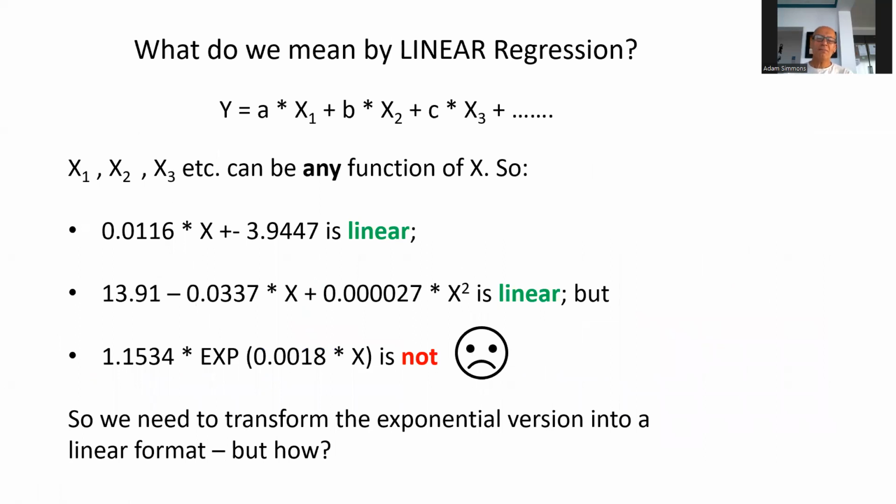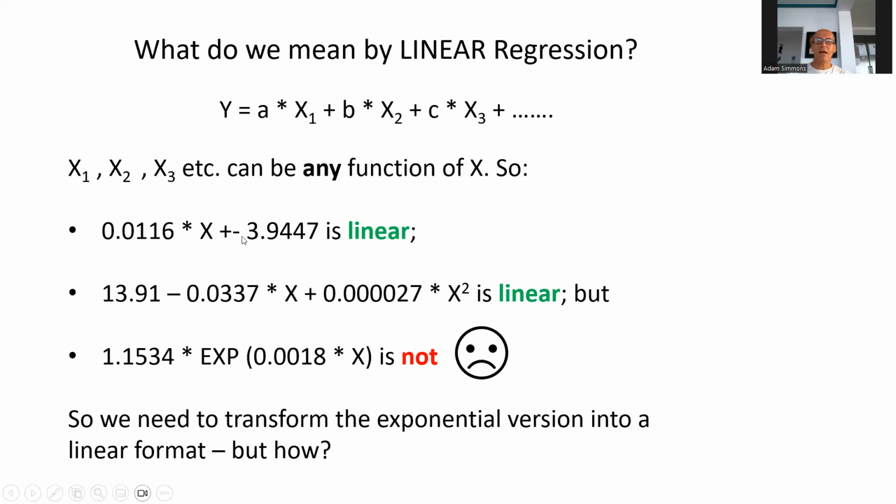So what do we actually mean by linear regression? Well, a linear function is just y equals something times x1 plus something else times x2 and so on. But with regression, the independent variables can be any function of x. It doesn't have to be a very standard linear equation. Let me explain. So the first one, the actual linear equation, is unsurprisingly linear. Who'd have thought it?